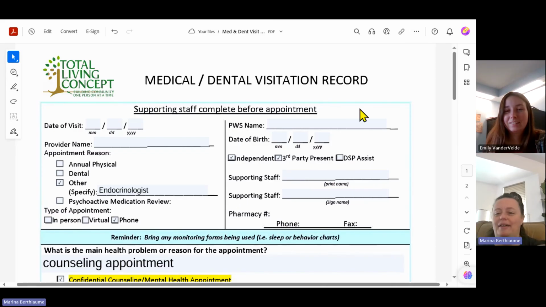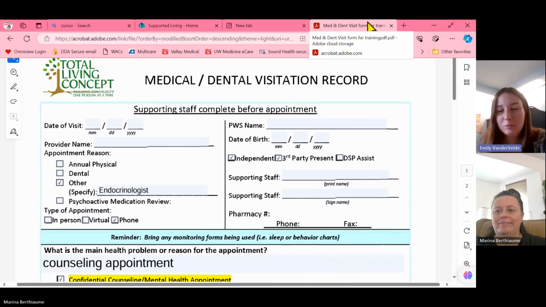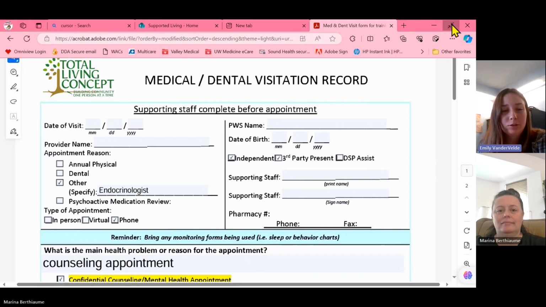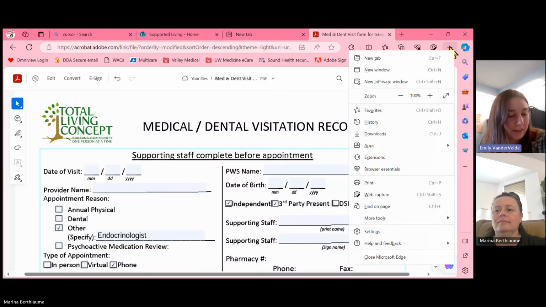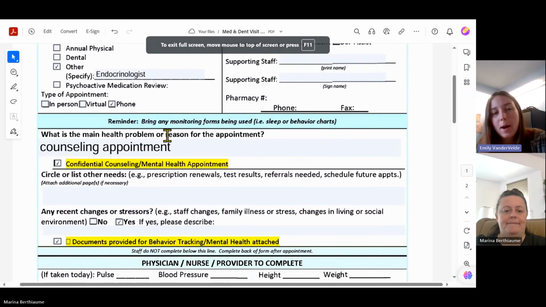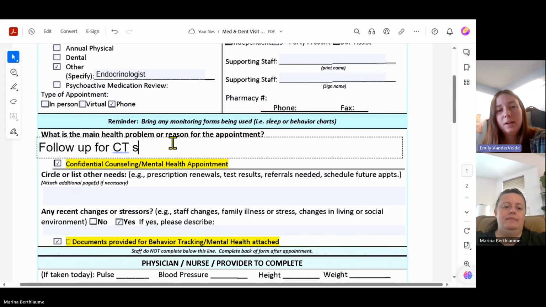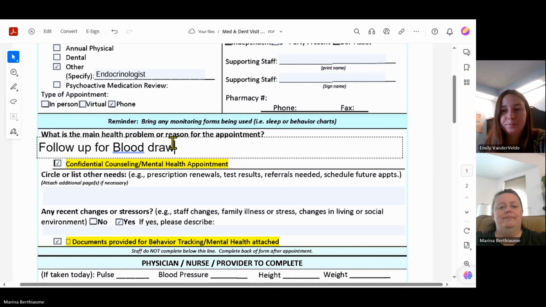Anything you would like to add, Emily? I would just add that it's better to be more specific if you're in doubt. For example, if you're looking at what's the main health problem or reason for the appointment, "follow up" is not specific enough to describe. Follow up to what? Follow up to a CT scan or a blood draw. It's definitely better to be more specific. Excellent.